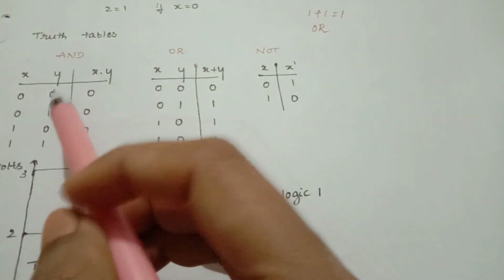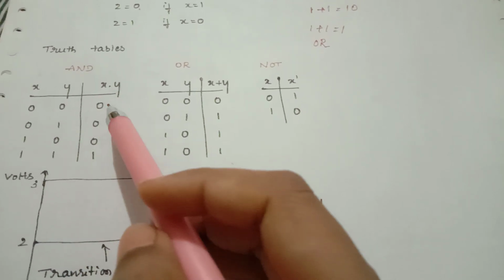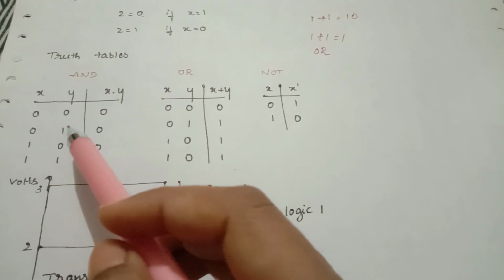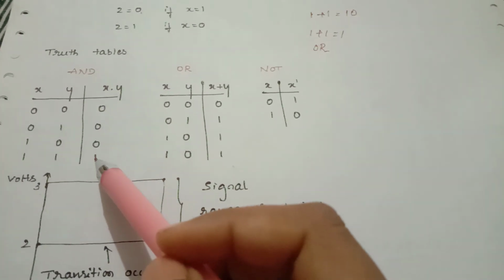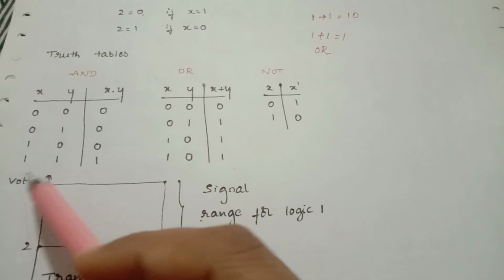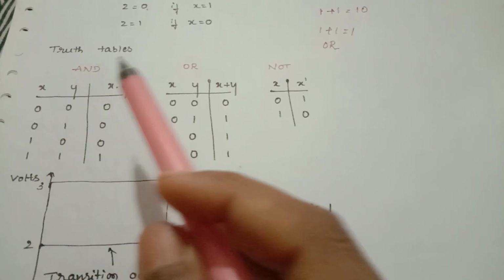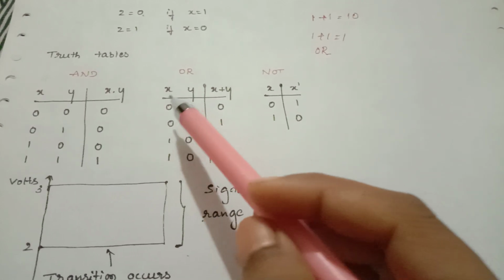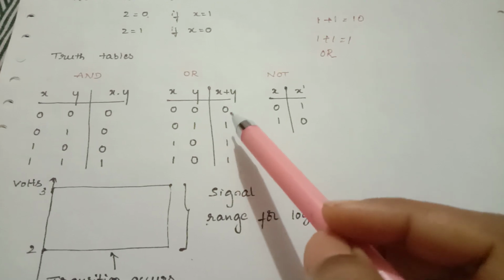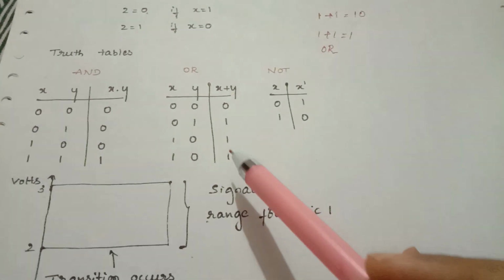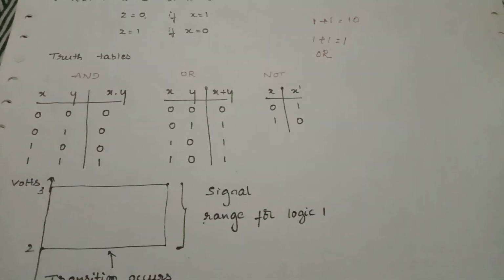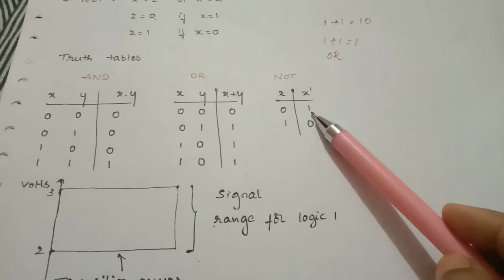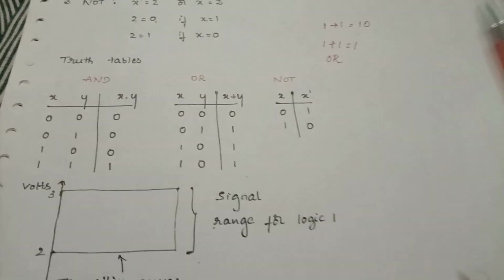So you can see here, in this AND operation we will get 0 whenever either x is 0 or y is 0, or both x and y are 0, and the z value will be equal to 1 if and only if both x and y are 1. Similarly for the OR operation, only when both x and y are 0 does the OR operation result in 0, otherwise the result is 1. And we can see here the complement of x, that is if it is 0 its NOT is 1, and if it is 1 its NOT is 0.